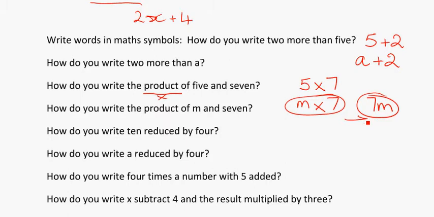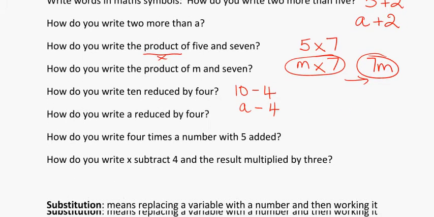How do you write 10 reduced by 4? 10 take away 4. How do you write a reduced by 4? Same with numbers, letters as you do with numbers. So it's just a, take away 4, or a minus 4.